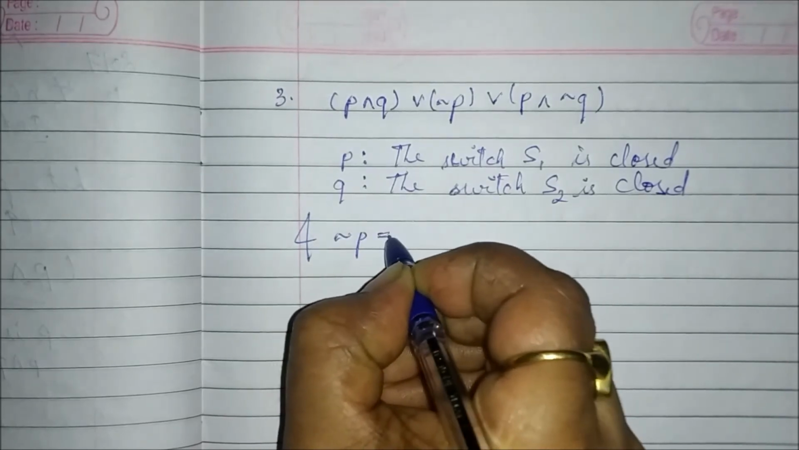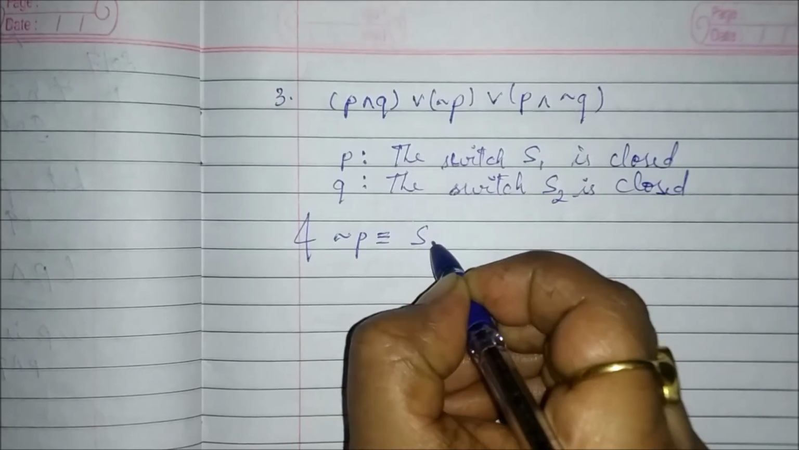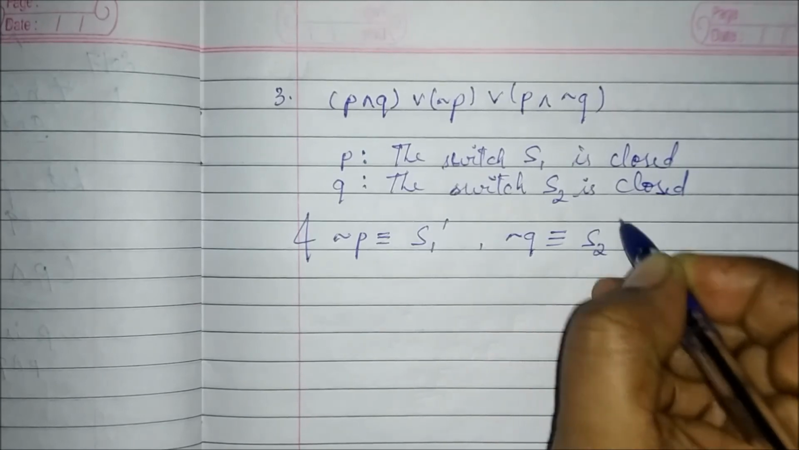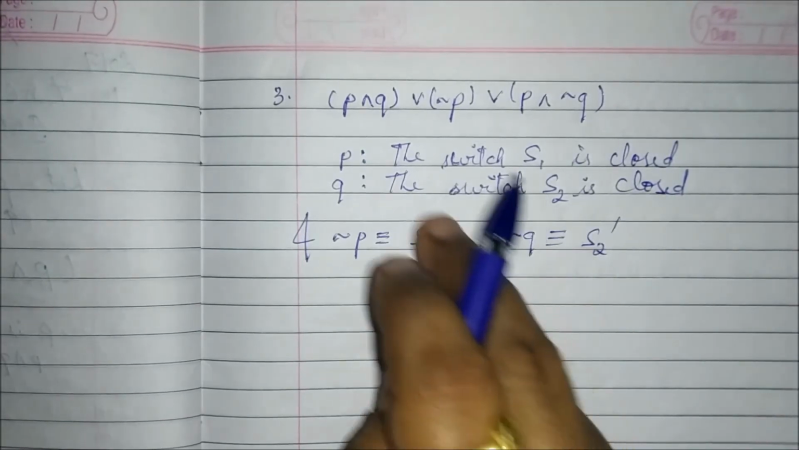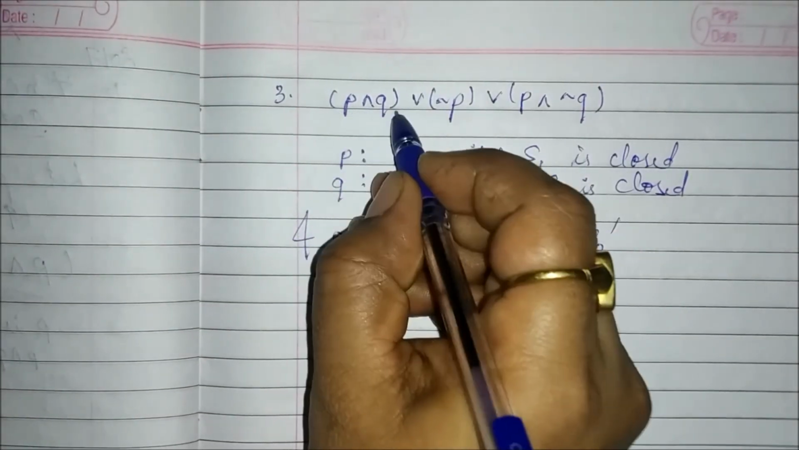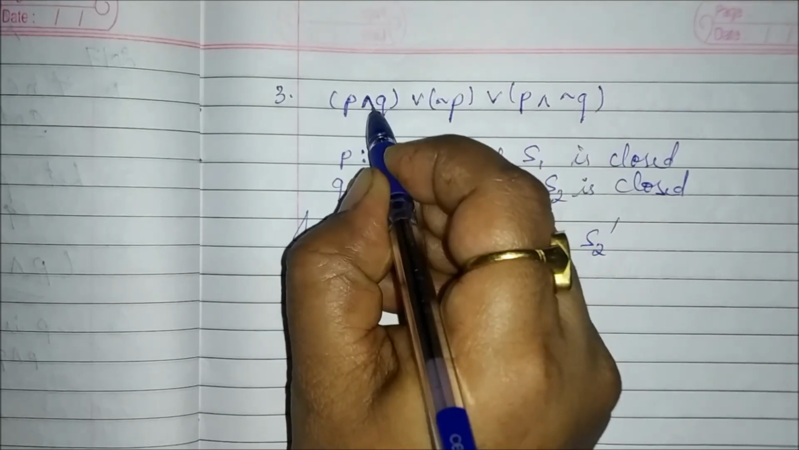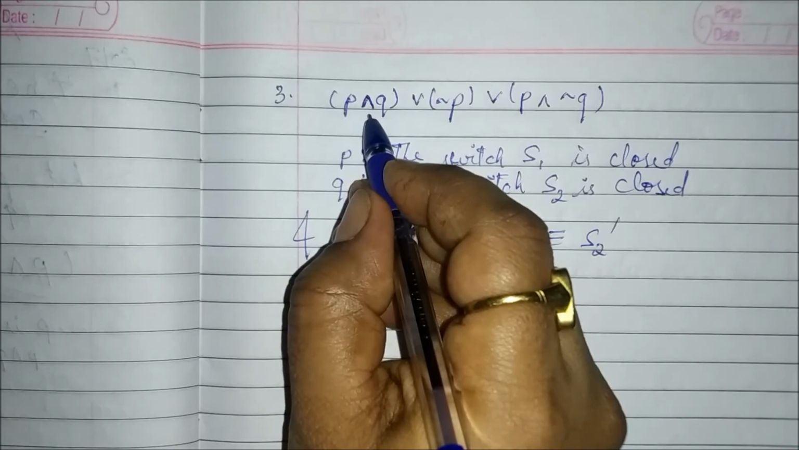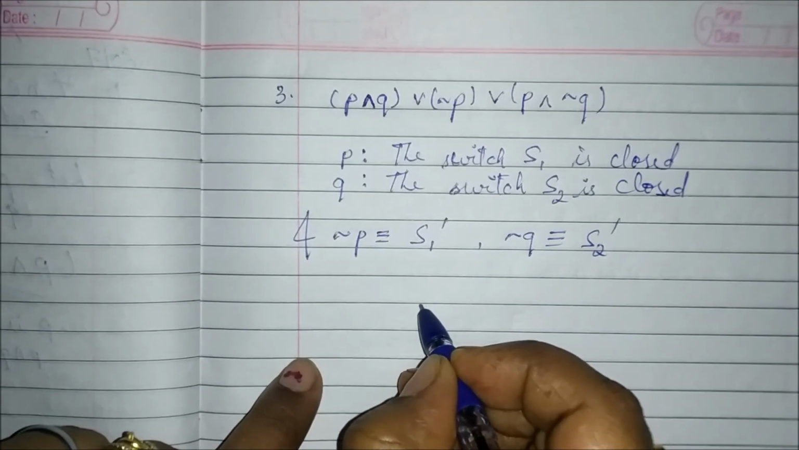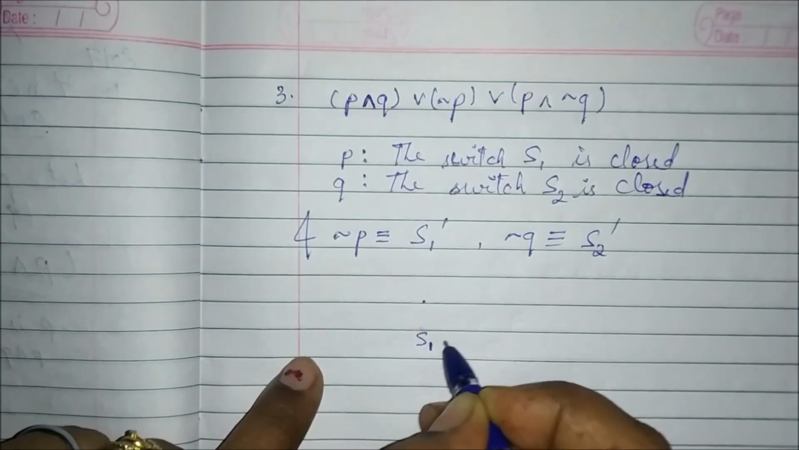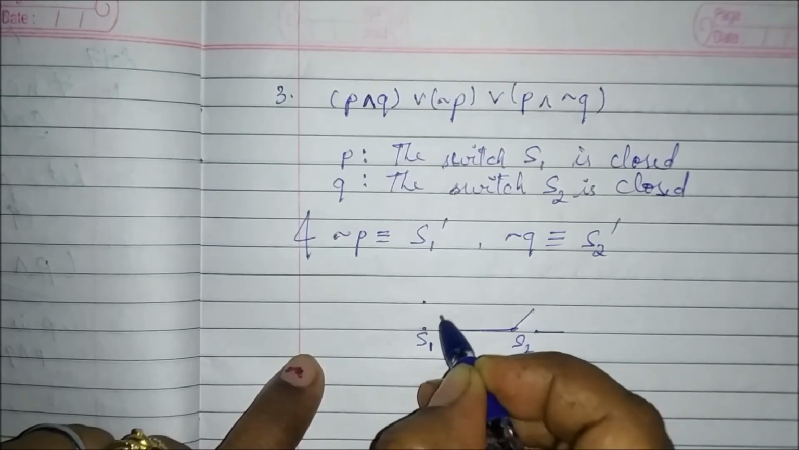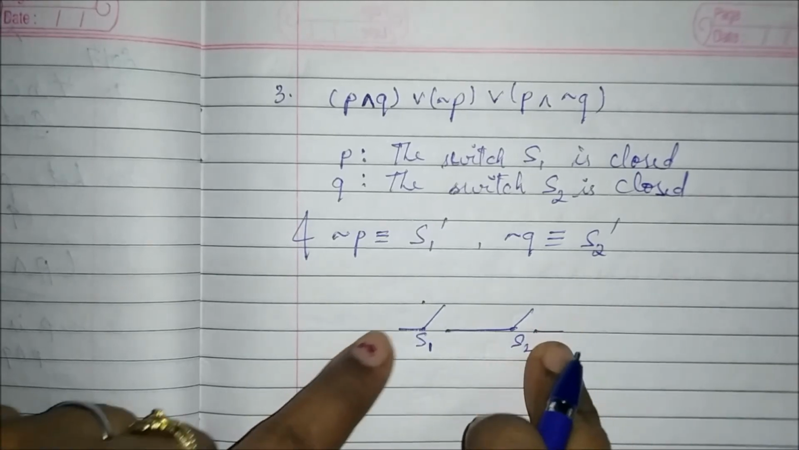Not P means S1 dash. Not Q is S2 dash. Now we have to draw the switching circuit for this statement pattern. First see this bracket. It is given P and Q. The and connective is used when switches are connected in series. So we have to join S1 and S2 in series. Okay, we have joined S1 and S2.